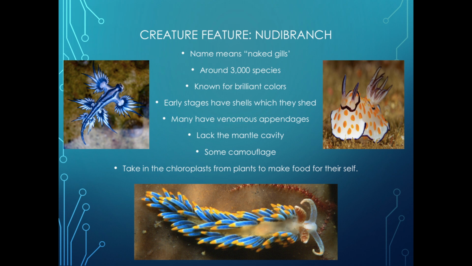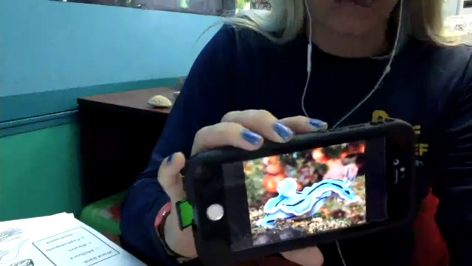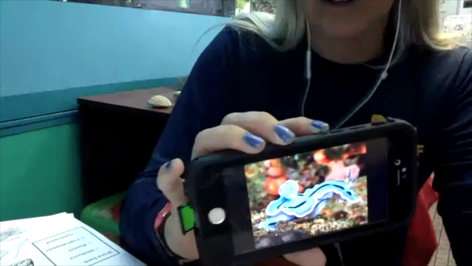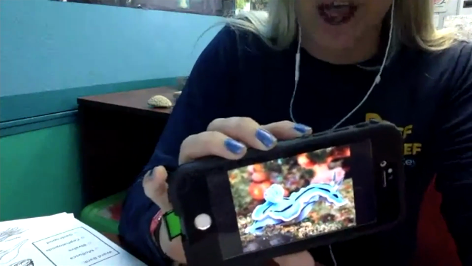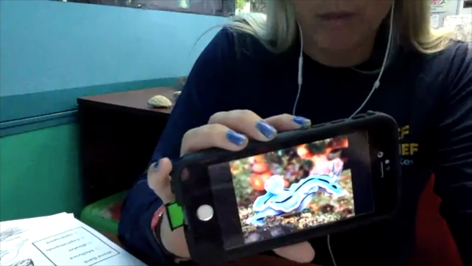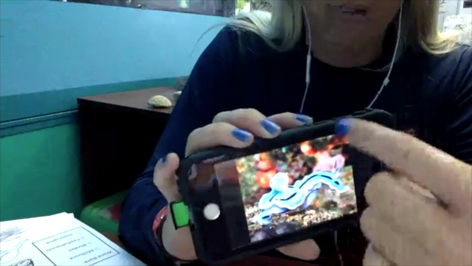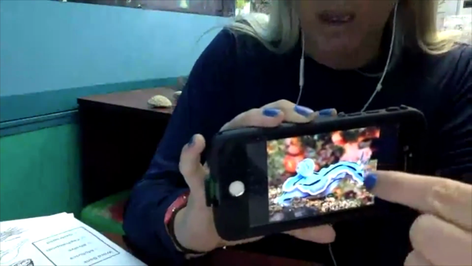Okay, they are known for their brilliant, bright, pretty neon colors. When they're first born, they do actually have a shell, but they get rid of that pretty early on. Some of them can be venomous, so some of them will have parts in their body that are venomous, so that way nothing can eat them. They do not have a mantle cavity like some other invertebrates do.